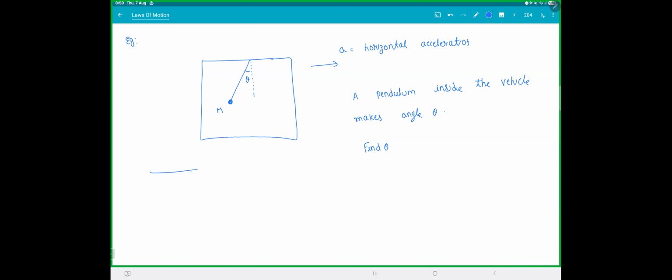Again, let's take two observers. Let's say A is standing outside and B is standing inside the compartment. Now if you ask these two people to solve, so if you ask A to solve, this is what A will say. How many forces are there on the pendulum? Tension T in the string, and mg. That's it. He will say there are only two forces. Since the pendulum is inside the car, it will also go horizontally with acceleration a.